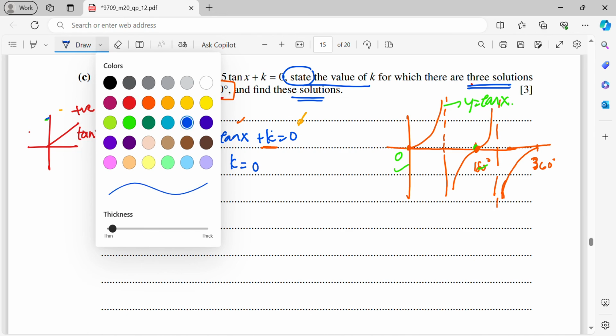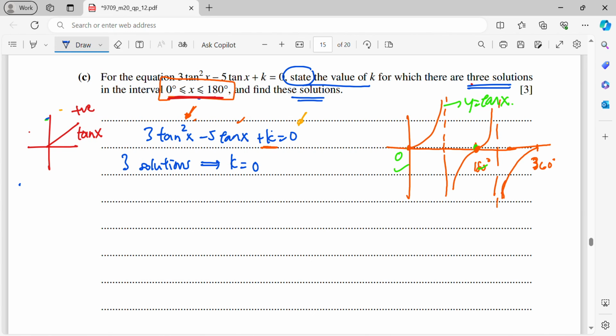Okay, so now when k equals 0, you need to find these solutions. That means 3 tan squared x minus 5 tan x equals 0. Then I can factorize the tan x.